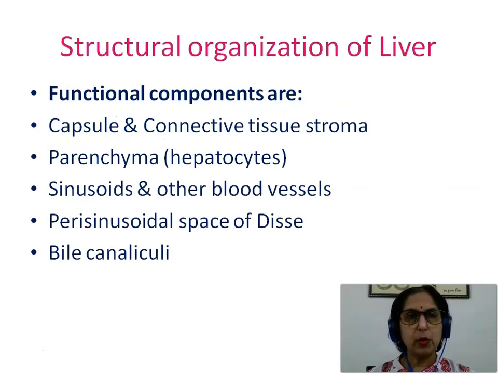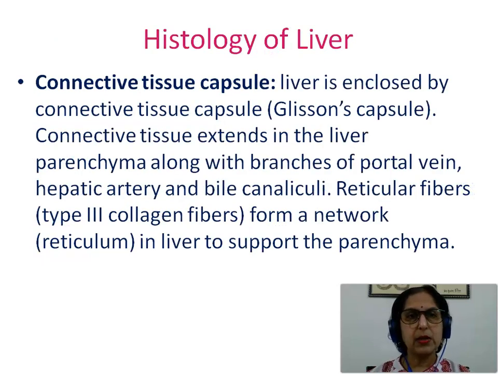Now, when we go on to see the structural organization of the liver, the functional components here are capsule and connective tissue stroma, parenchyma, that is the hepatocytes, sinusoids and other blood vessels, perisinusoidal space of Dixit, and bile canaliculi. So we will be studying histology of liver under these headings. So let us first see the connective tissue capsule.